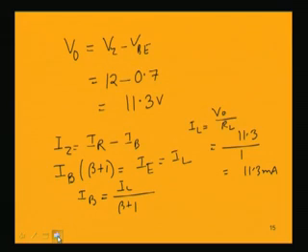And so putting here 11.3 by beta plus 1, 50 plus 1, 51. So 11.3 by 51 will be the base current, and that is equal to 0.226 milliampere. We have known base current.